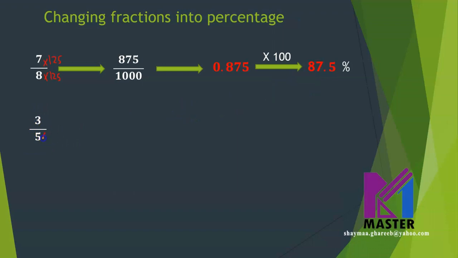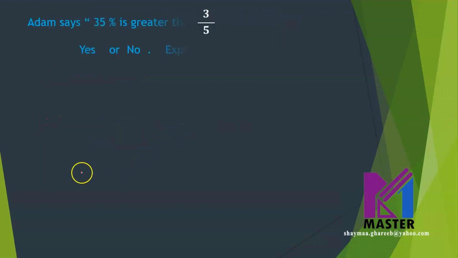What about the 3/5? So I will multiply the 5 by 20 to have 100 up and down. So it will be 60 over 100, which is 60%.